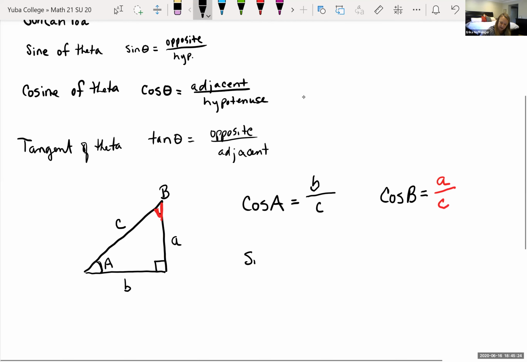Sine of A, well, sine is opposite over hypotenuse. So looking at the angle, it's always the side directly opposite of that. And so from angle A, opposite is side A, little a, all over the hypotenuse, which is C. Where sine of B is equal to, so opposite would be little b of angle B, and then over hypotenuse C.